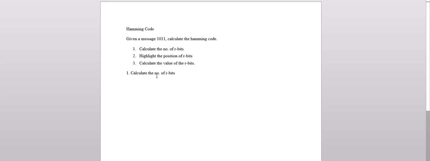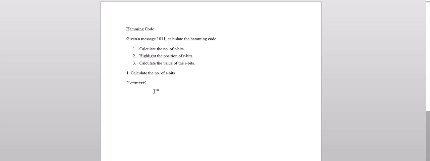Before calculating the number of redundant bits, it's good to know how many bits we have within our message. So we have 4 bits. You can see we have 4 items here, 1011, so those are 4 bits. The formula uses the number of redundant bits and message bits to come up with that. So we have 2 to the power of R, which should be greater than or equal to M plus R plus 1.